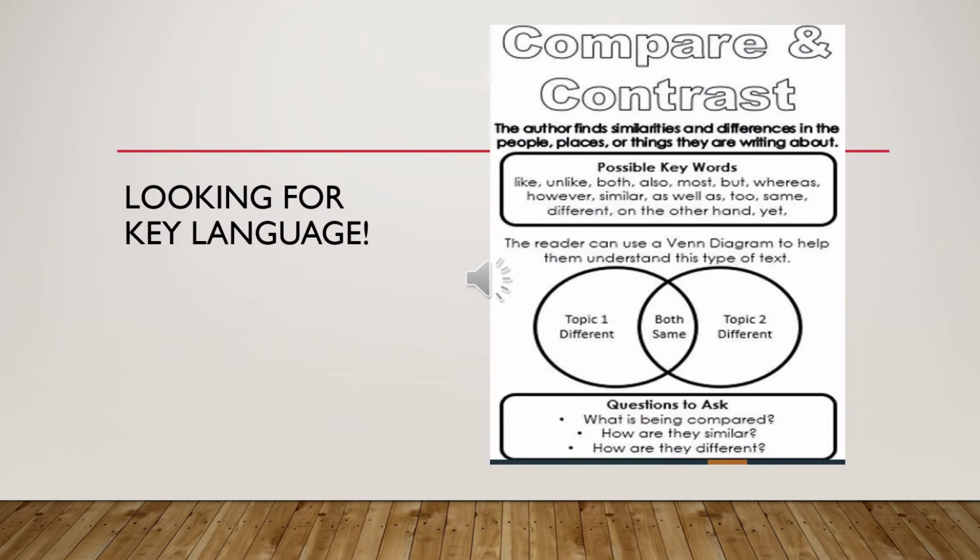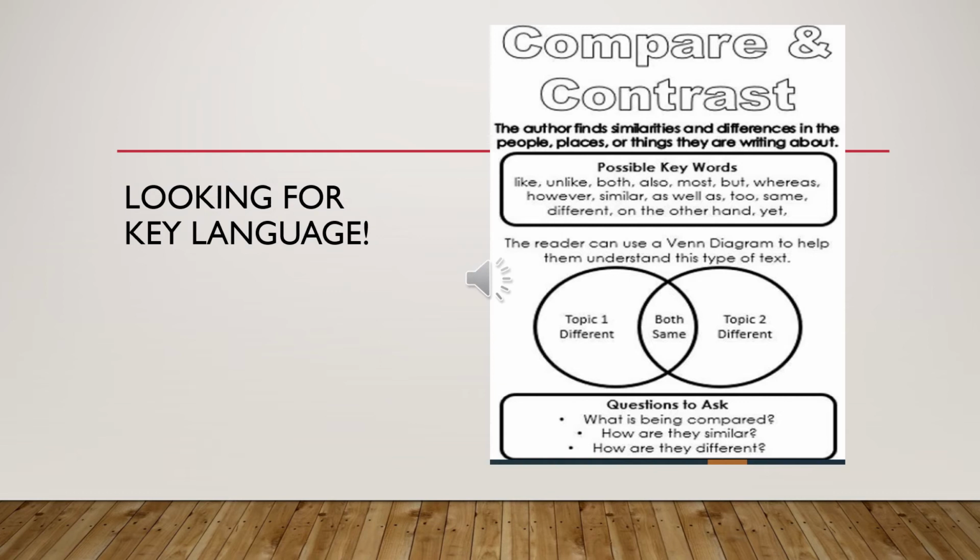So again, we're going to look for that key language. When we compare and contrast, the author finds things that are alike and different in the people, places, or things they are writing about. Here's a small list that includes some of the words we had shared before, but includes a few more that were different.